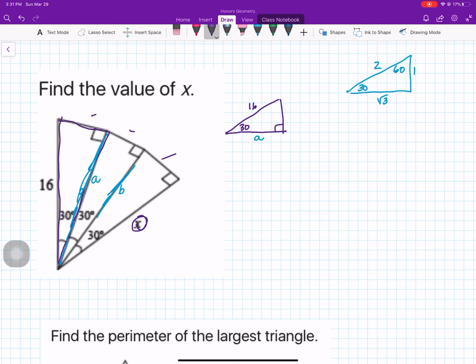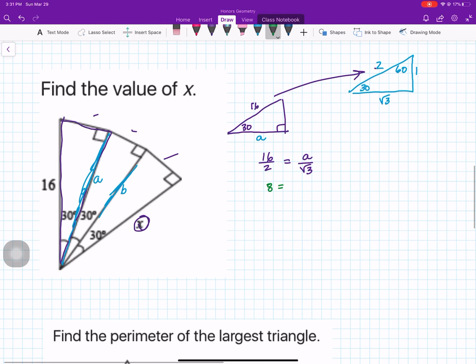So let's set up a proportion. 16 is the hypotenuse, so it's 16 over 2 equals A over root 3. First, 16 over 2 is 8. Then I have A over root 3. So I can multiply both sides by root 3 to get rid of the fraction. Be careful, I wrote this in the wrong order. My answer should be 8 root 3 equals A. So this is 8 root 3.